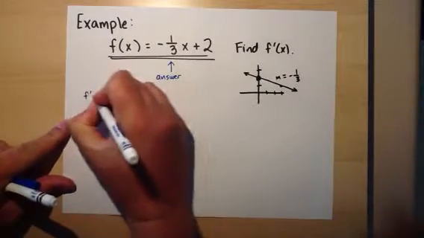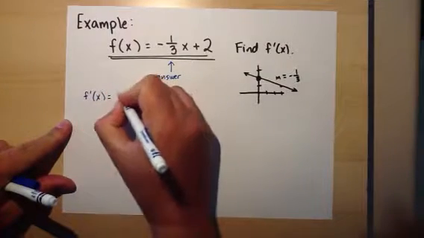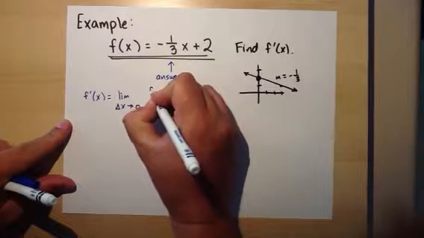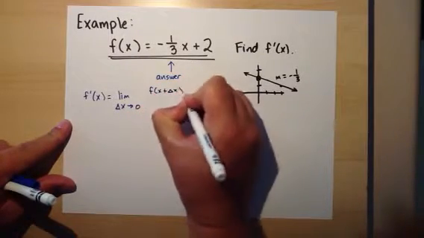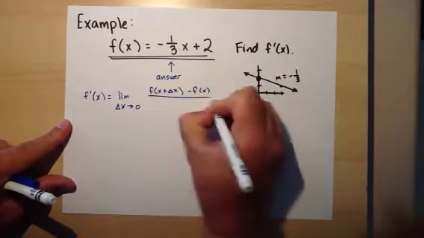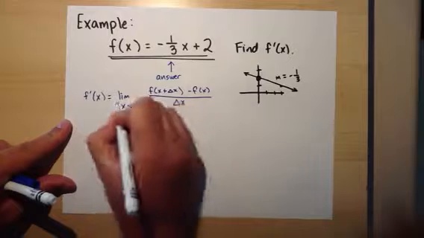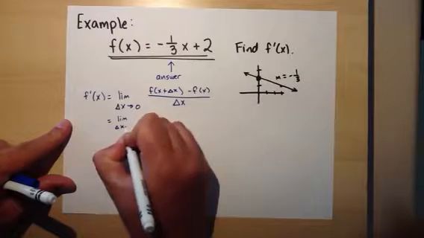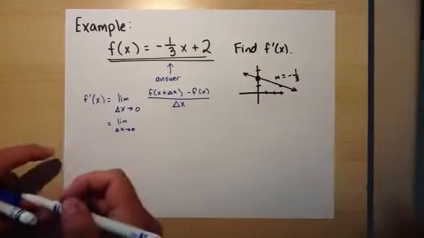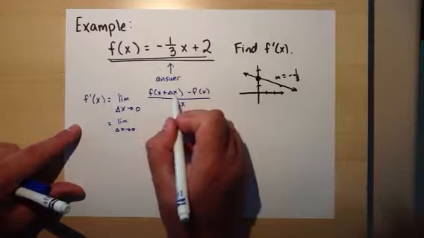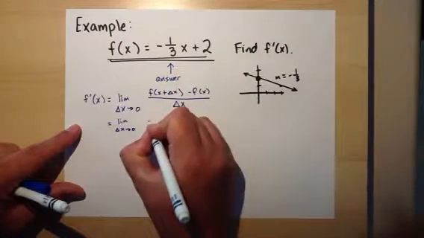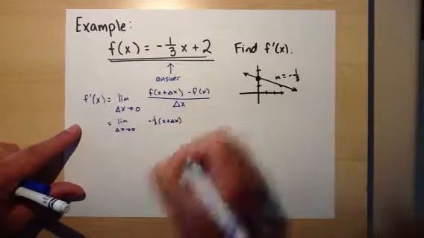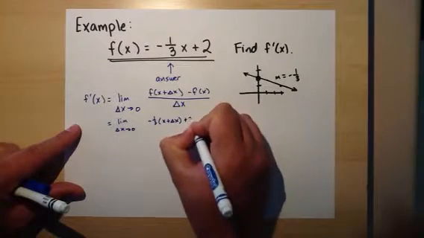So f prime of x, please remember to write that, equals the limit as delta x approaches 0 of f of x plus delta x minus f of x all over delta x. Obviously, most students skip this step, but I'd recommend writing it down until you really have it memorized, okay? It just stays in your head. So the limit as delta x approaches 0 of, we're going to insert x plus delta x into the function. So we're going to have negative 1/3 times the quantity x plus delta x, close that quantity, plus 2.